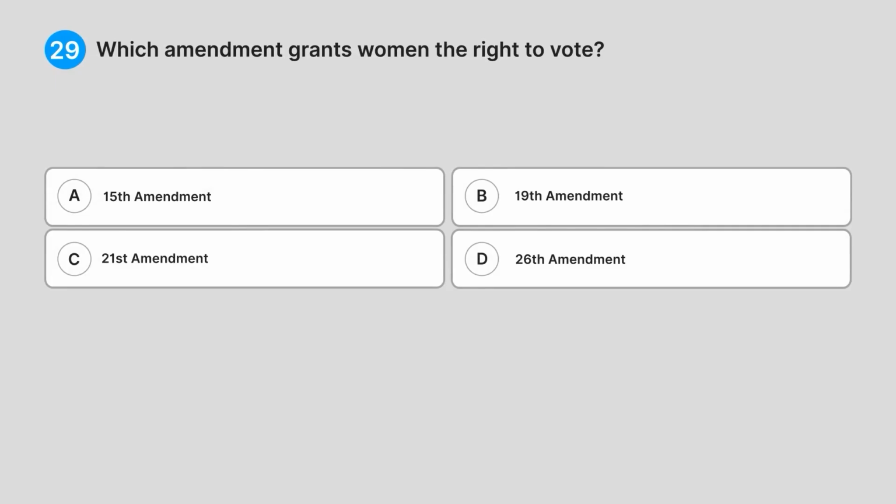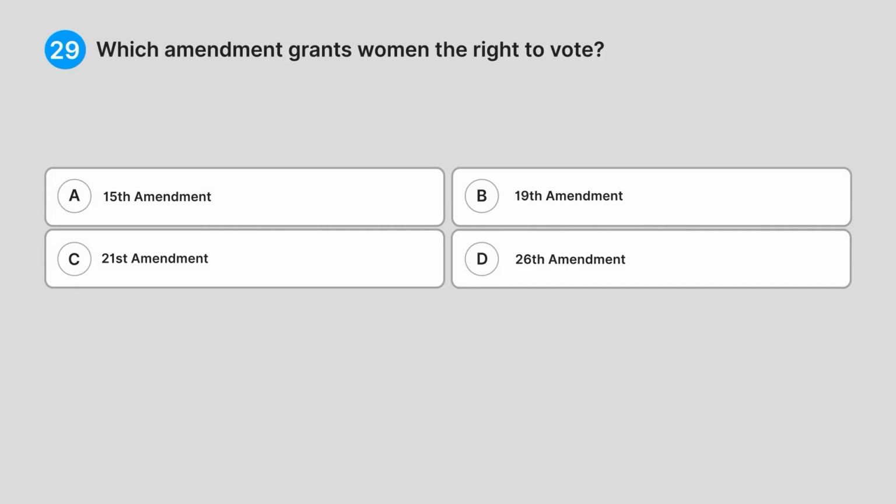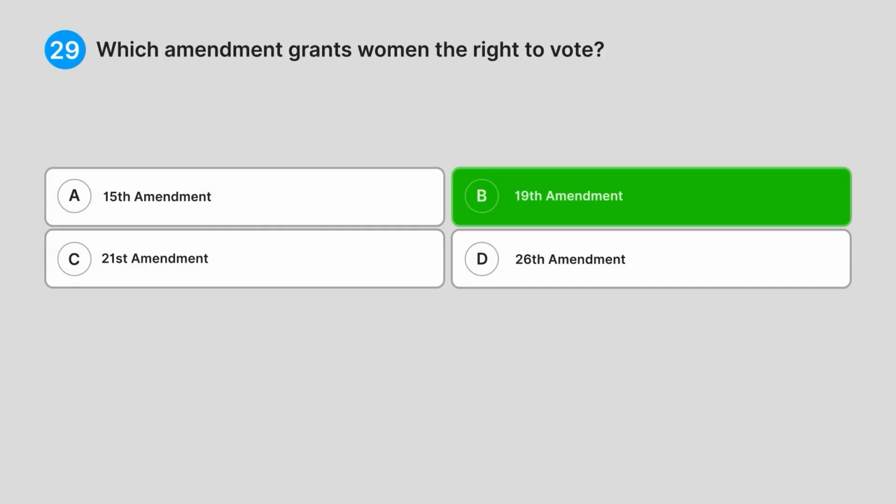29. Which amendment grants women the right to vote? A. 15th Amendment. B. 19th Amendment. C. 21st Amendment. D. 26th Amendment. Do you know the answer? Correct answer, B. 19th Amendment.